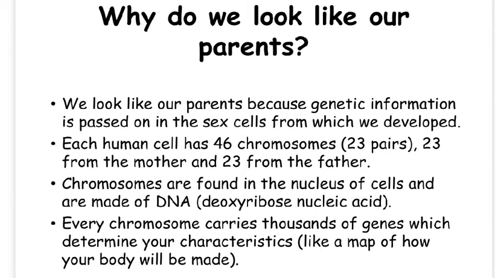Red blood cells do not have any chromosomes as they do not have a nucleus, and sperm cells and egg cells only have 23 chromosomes rather than 23 pairs, so that when they come together at fertilization, the fertilized egg then has a complete set of 46 chromosomes. Chromosomes are found in the nucleus of cells and are made of a chemical called DNA. Every chromosome carries thousands of genes which determine your characteristics, almost like a map of how your body will be made.